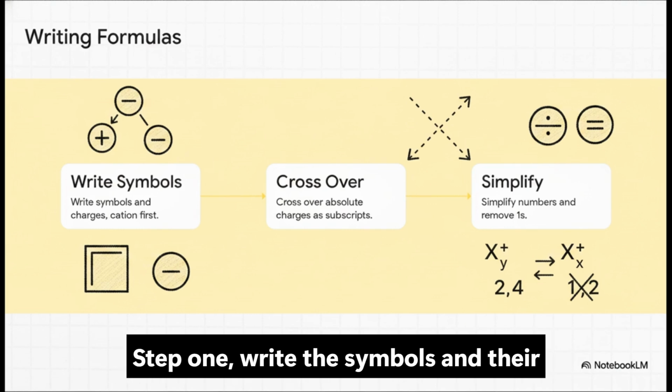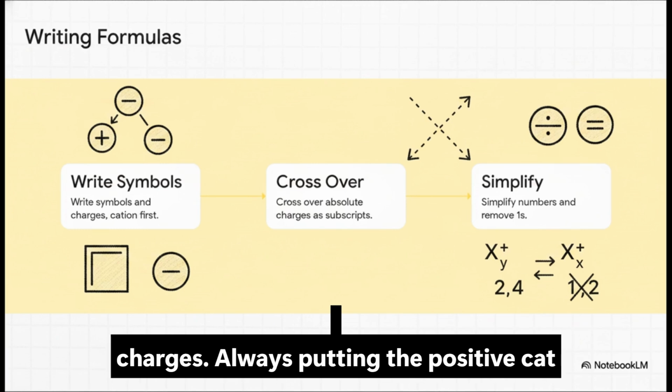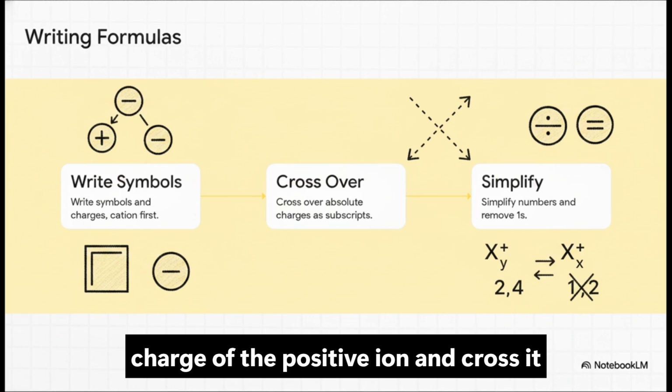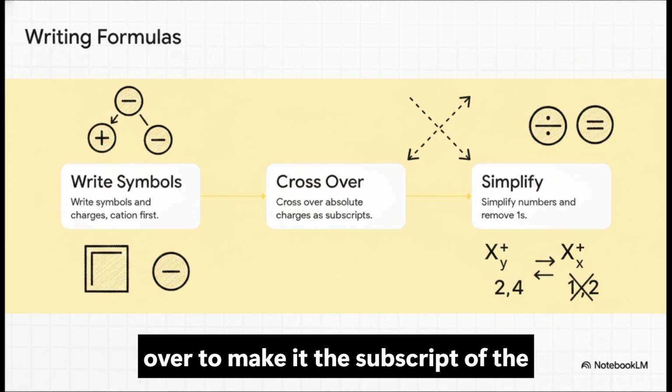Here's how it works. Step 1. Write the symbols and their charges, always putting the positive cation first. Step 2. Take the numerical charge of the positive ion and cross it over to make it the subscript of the negative ion, and vice versa.